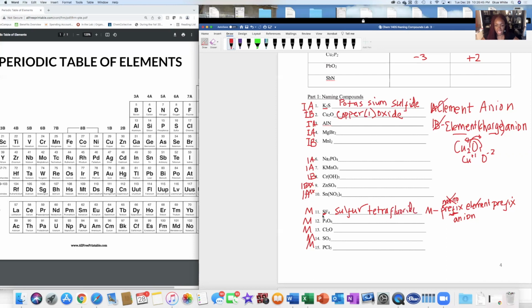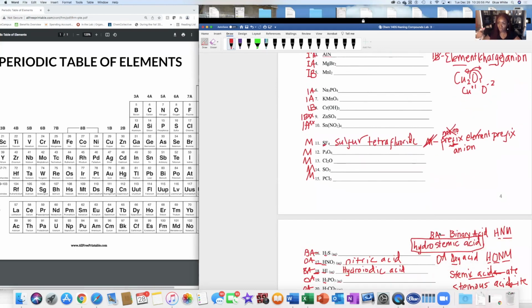So instead of saying mono sulfur, mono means 1. We don't include mono. So sulfur tetrafluoride for this. So I gave you guys an example of that. Once again, don't skip the lecture part to go straight to the lab because now it will be confusing.